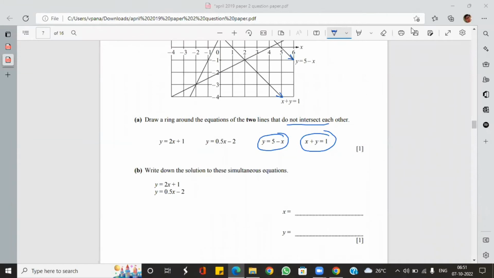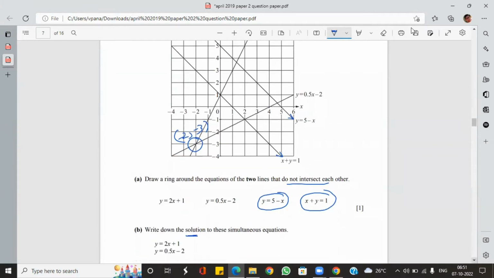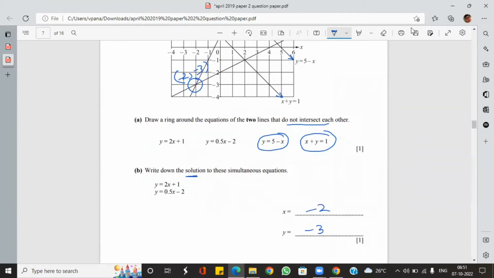Write down the solution to these simultaneous equations. So in a graph, how do we find the solution to the simultaneous equations? Where the lines intersect, the coordinates of that point is the solution for the given equations. So let us see 2x plus 1 and 0.5x minus 2, where these two lines intersect. These two lines intersect at this point. And the coordinates of this point are, this is minus 2 and y coordinate is minus 3. So the solution is x is equal to minus 2 and y is equal to minus 3.